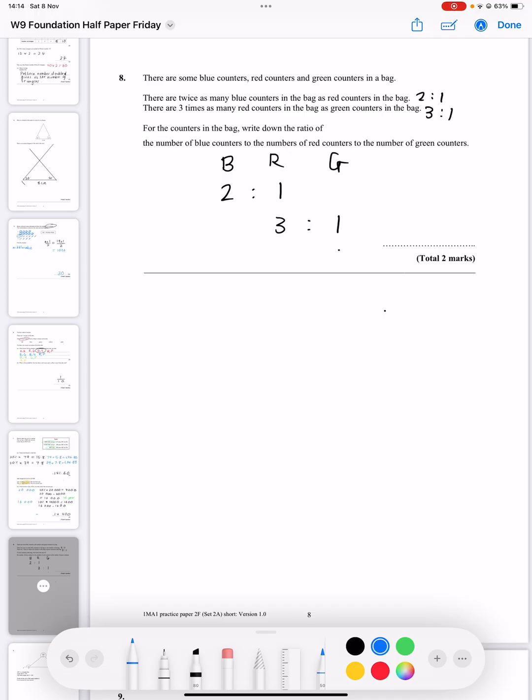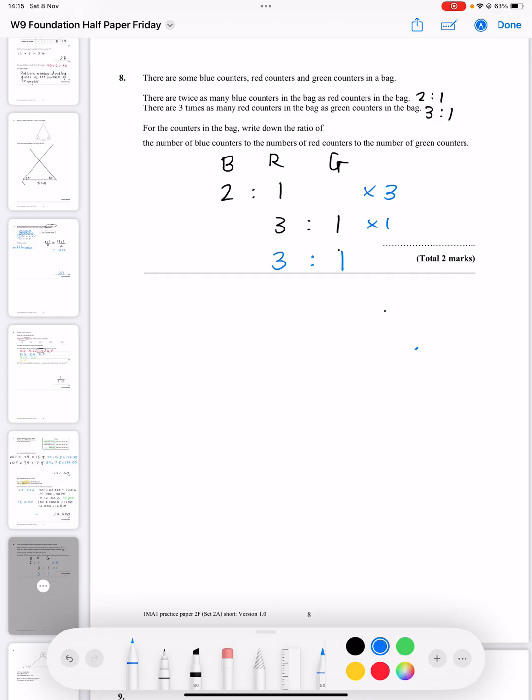What we can do now is combine these ratios to find the ratio of blue to red to green. We find the lowest common multiple of the common ratio. So the common ratio is with red. The lowest common multiple of 1 and 3 is 3. So I can see that I can keep this one the same. I can just times everything by 1 to get the green part in the ratio. But everything in the top ratio I'm going to multiply by 3 because 1 times 3 is 3.